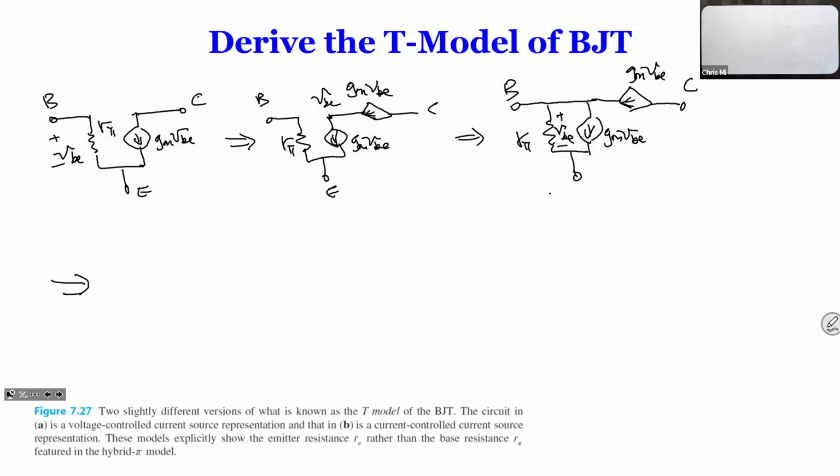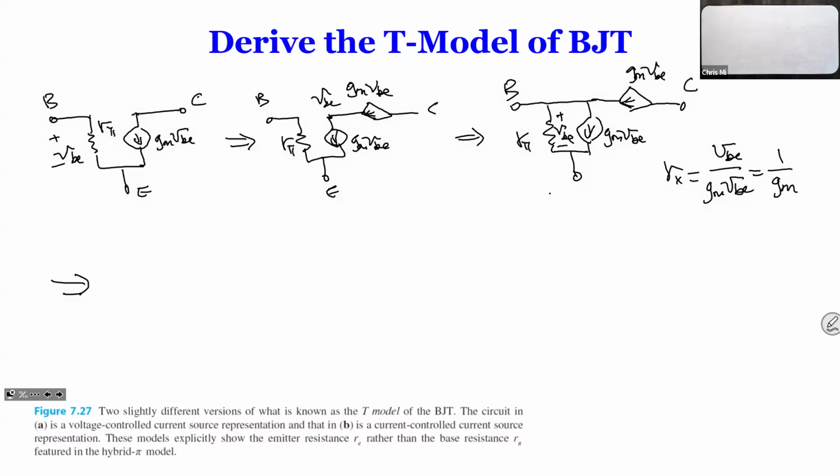There are two branches in parallel. On the left-hand side, that's R pi. But on the right-hand side, we know there's an equivalent resistance. I can't call it RE yet, let's just call it Rx. Rx is going to be the voltage VBE across it divided by Gm times VBE. So that's equal to 1 over Gm. That's the equivalent resistance of the right-hand branch in the two parallel branches.